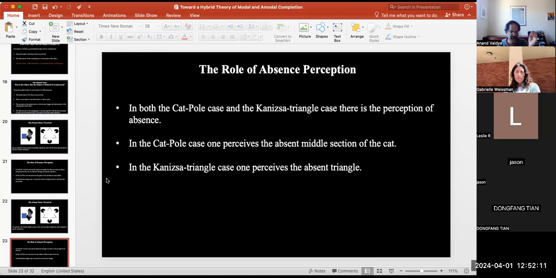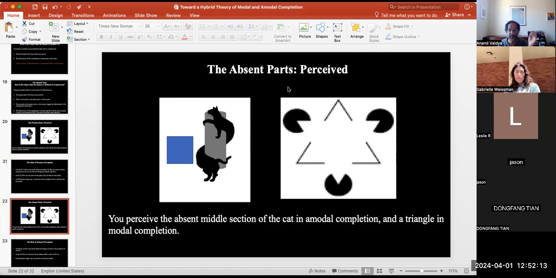The role of absence perception. Oh, sorry. The absent parts perceived. You perceive the absent middle section of the cat. Okay, so this is a technical claim. In work done by Anya and I separately, me working in the Indian tradition, her working in the analytic tradition, we have both defended the view that there is a form of perception where absences are what are perceived, and absence perception is an important phenomenon also to be studied in perceptual theorizing. It shouldn't just be that we focus on presences, but we also focus on absences.